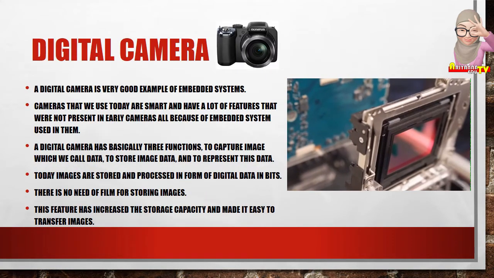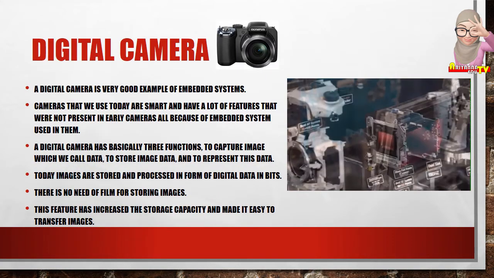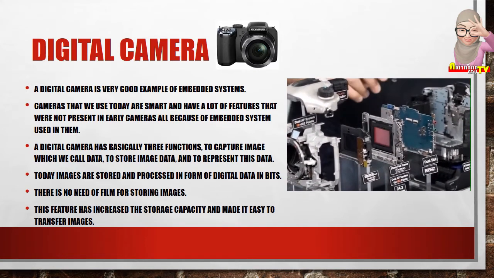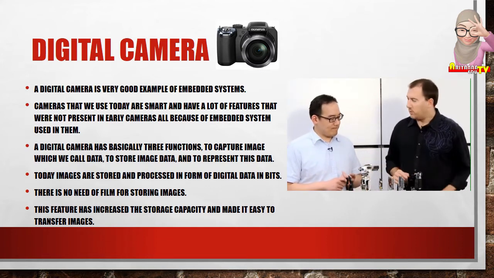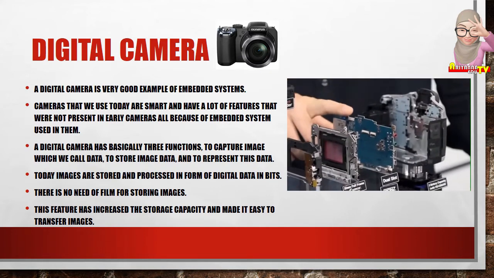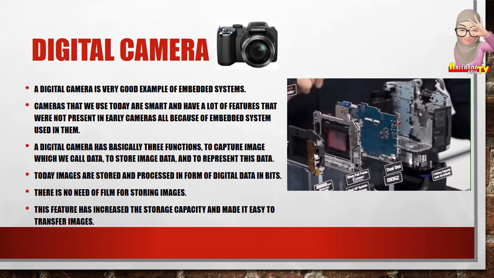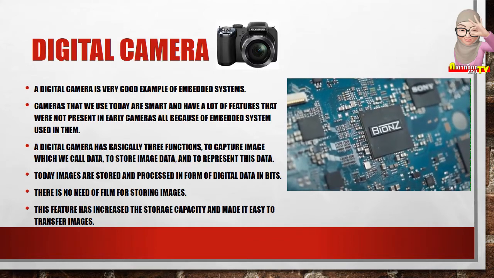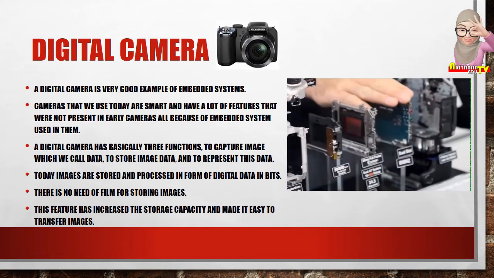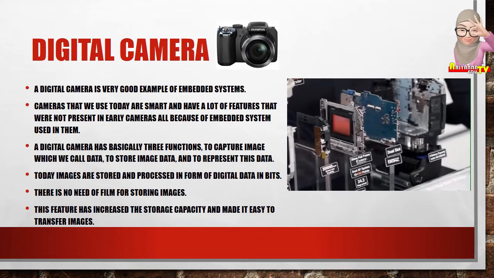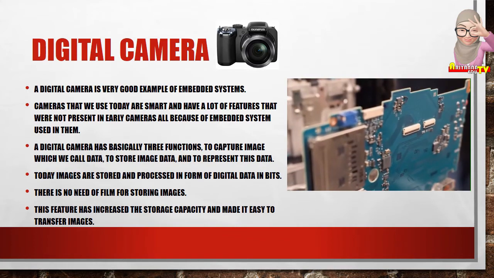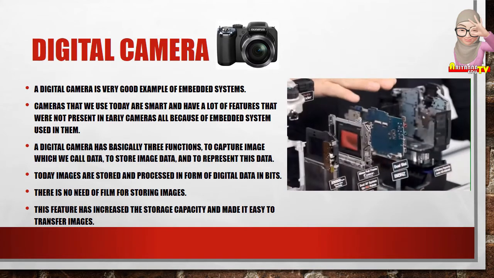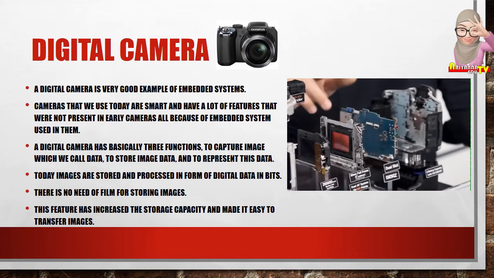A digital camera is a very good example of embedded systems. Cameras that we use today are smart and have a lot of features that were not present in early cameras, all because of the embedded system used in them. A digital camera has basically three functions: to capture an image, which we call data, to store image data, and to represent this data. Today images are stored and processed in the form of digital data in bits. There is no need of film for storing images. This feature has increased the storage capacity and made it easy to transfer images.